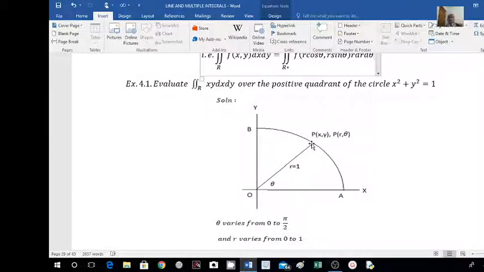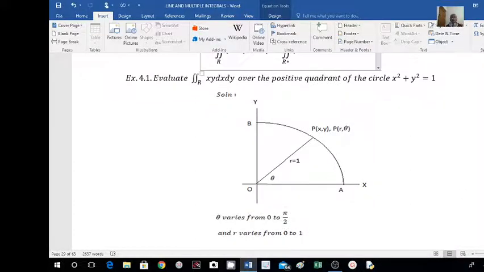So these are the limits in the polar coordinate system. Theta varies from 0 to pi by 2, r varies from 0 to 1. In this integral we will replace x by r cos theta, y by r sin theta, dx dy by r dr d theta, and we take the limits of theta from 0 to pi by 2, limits of r from 0 to 1. Now we go to that integration.